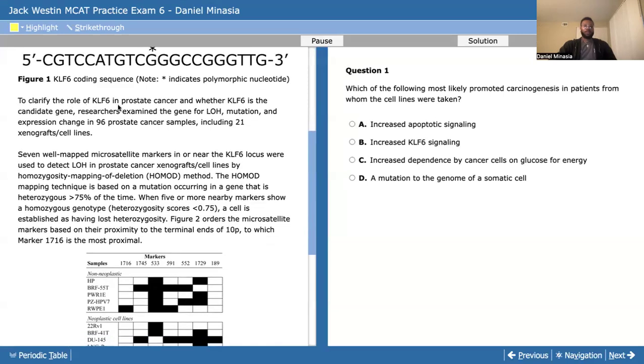All right, to clarify the role of KLF6 in prostate cancer, where KLF6 is the candidate gene, researchers examined the gene for loss of heterozygosity and mutation. Okay.